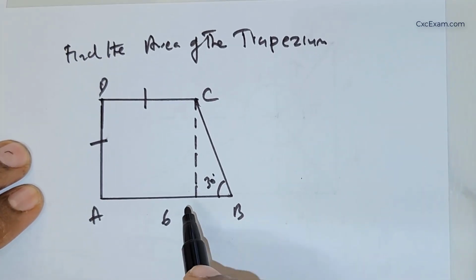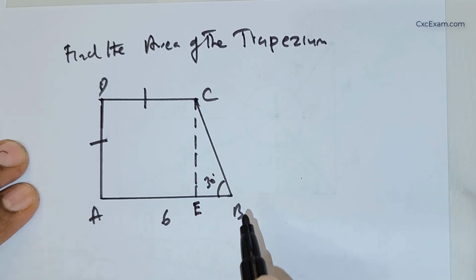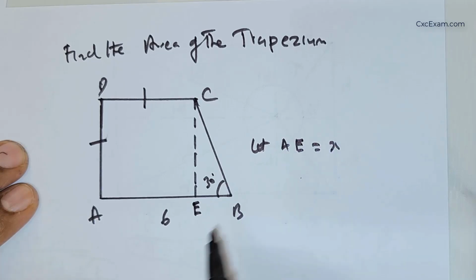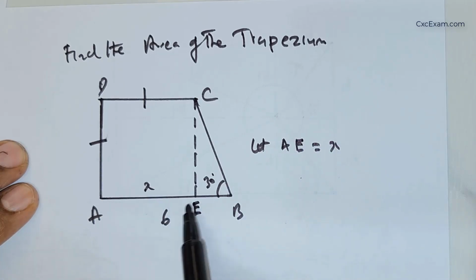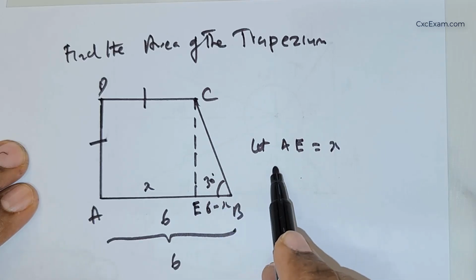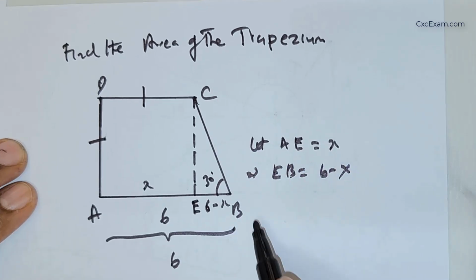Let me mark this as E, and let us take AE to be x. If this distance is x, this entire distance is 6. From 6 I take away x, that would be EB. So this means EB will be 6 minus x.